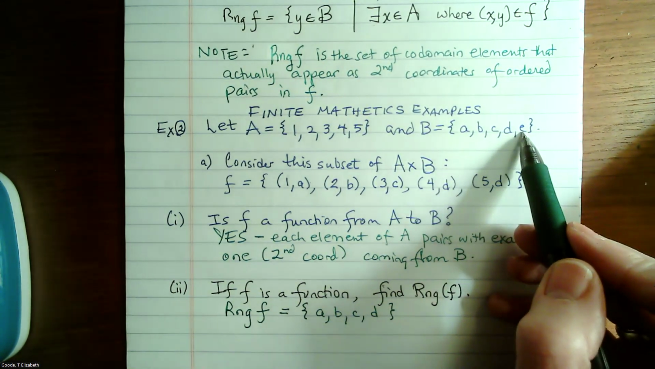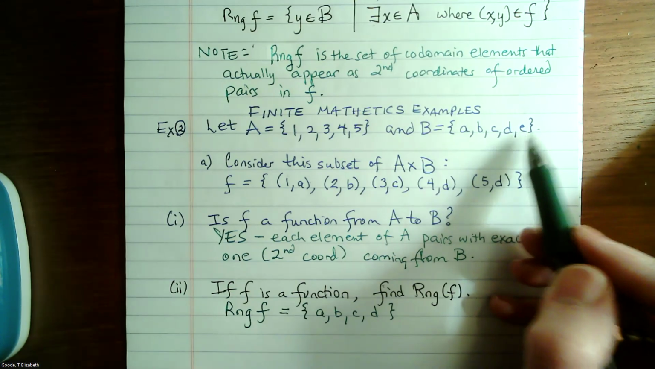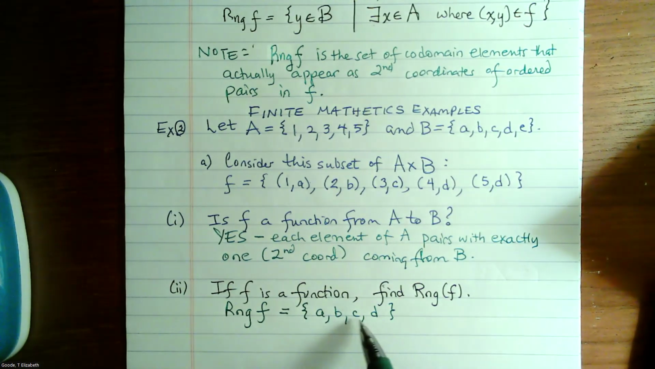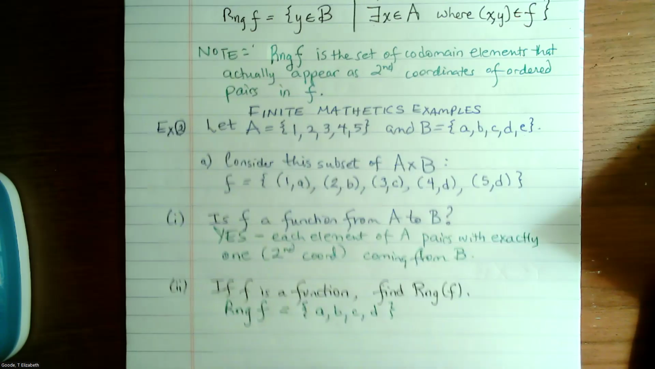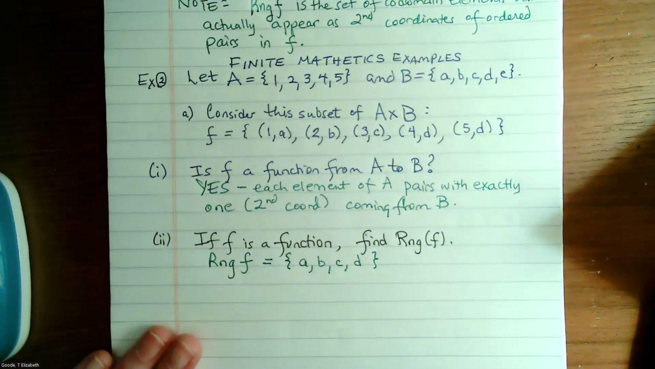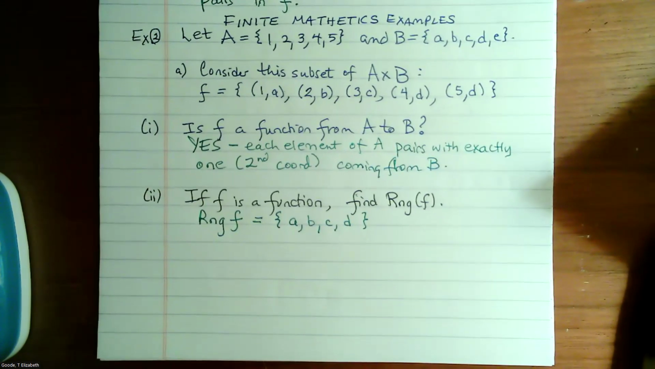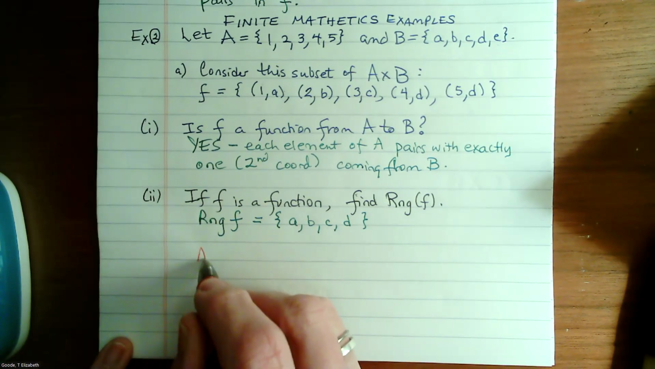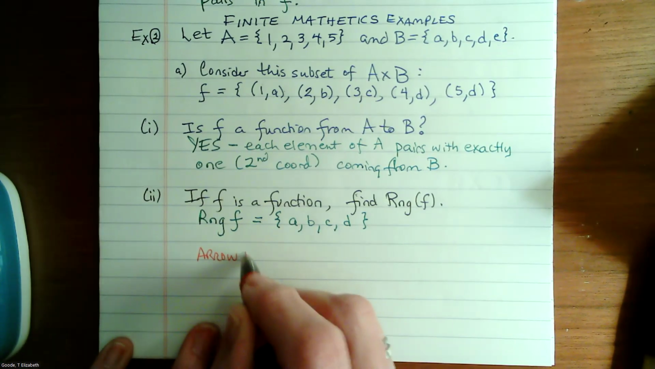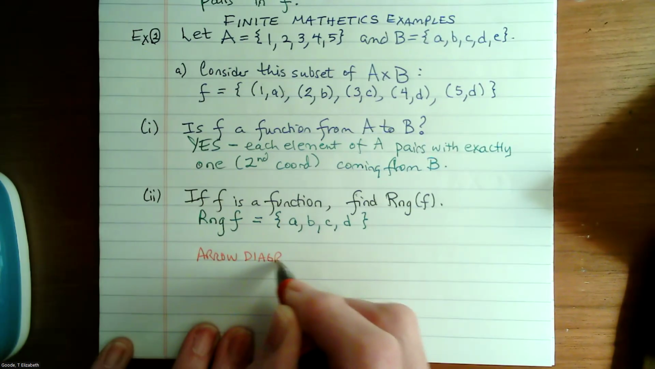Notice, the set B that is the codomain has an element E that did not appear in the range. That means this particular function does not have a property we're going to learn later called the one-to-one property. Anyway, we'll talk about that in a minute. But we can get an arrow diagram. The arrow diagrams are really helpful.